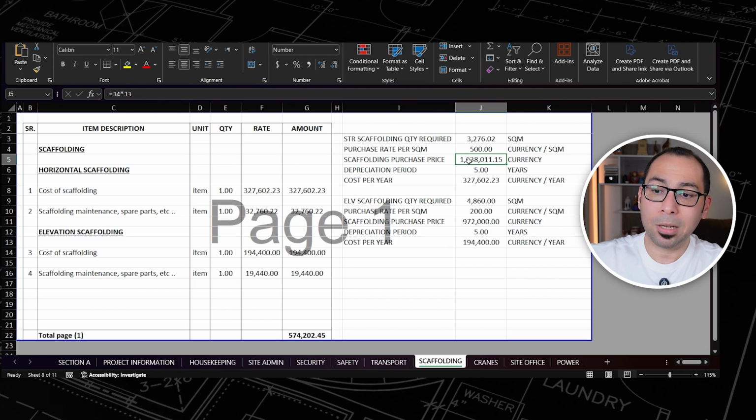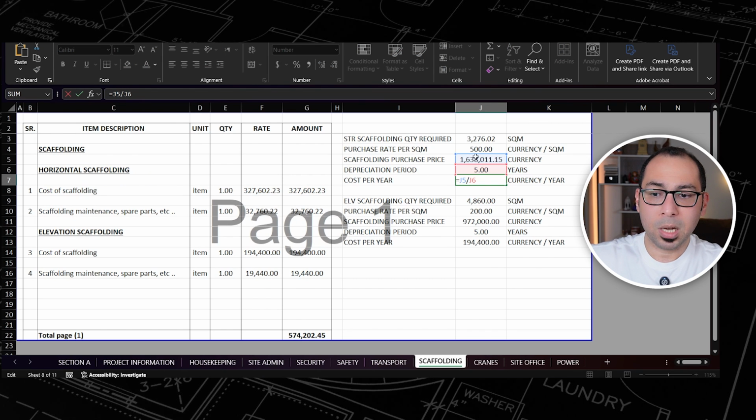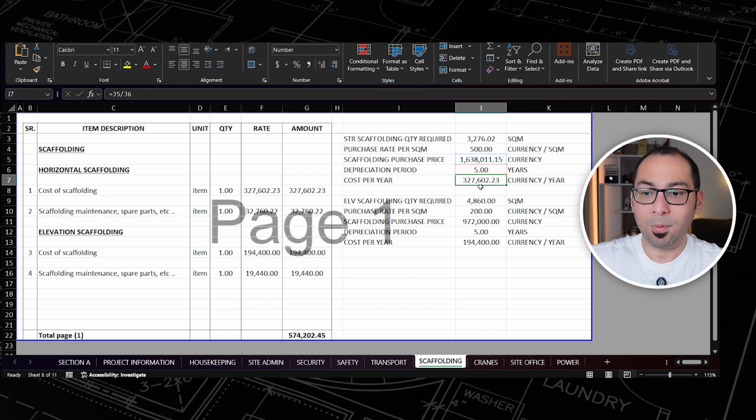But the question, will I charge the full 1.6 million to this project only? Of course no, because scaffolding is an asset. Again, I have to depreciate this asset over, let's say, 5 years. So the cost to use this 3,200 square meter of scaffolding per year is equal to the purchase price of the scaffolding divided by 5. So I'm getting a cost per year of 327 here.